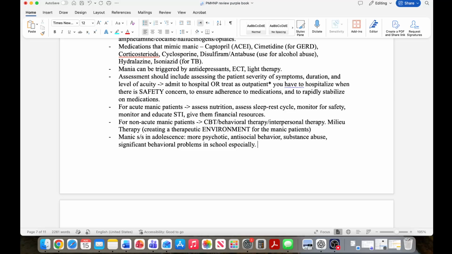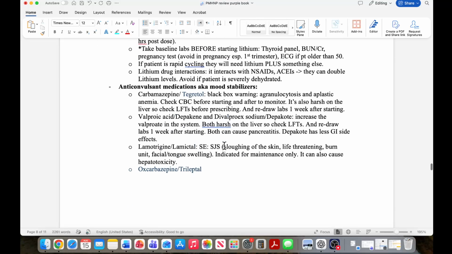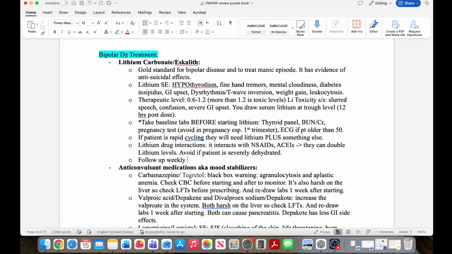Follow-up for bipolar patients with these medications: you're going to have to see them weekly after starting the medication. Of course, lithium is a difficult one. What else? Lithium, and so on.